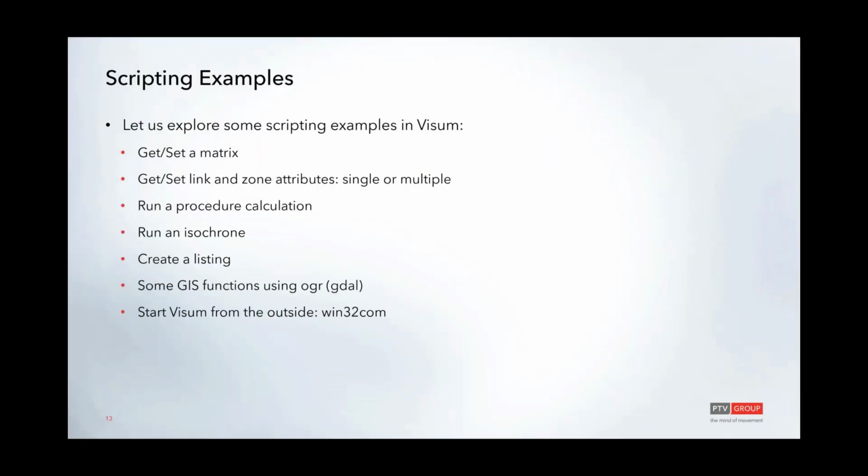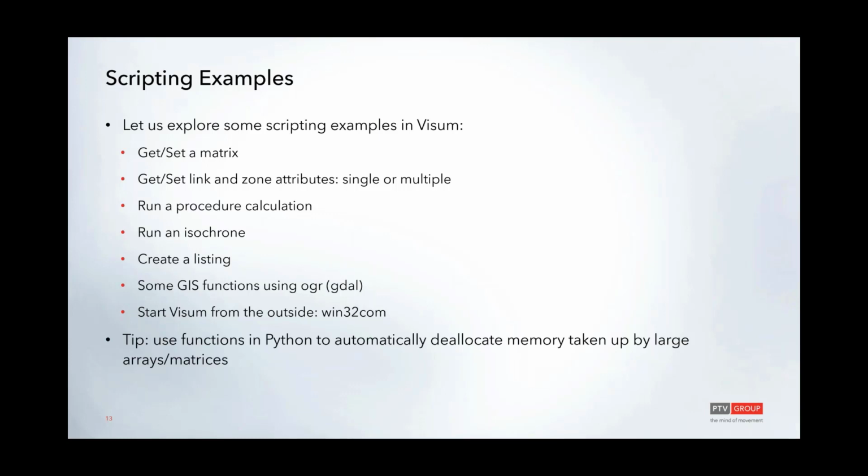So we saw some scripting examples over here. The overview of that is we can get and set matrices, link, zone, or network attributes. We can run a procedure calculation, create listings, GDAL functionality, or you can start Visum from outside using the Win32com type modules.